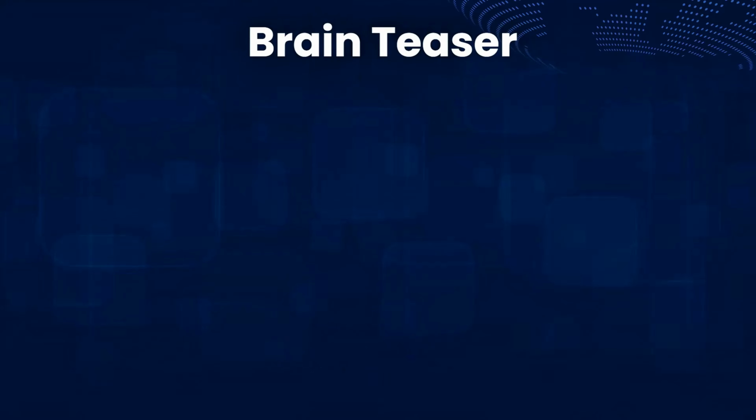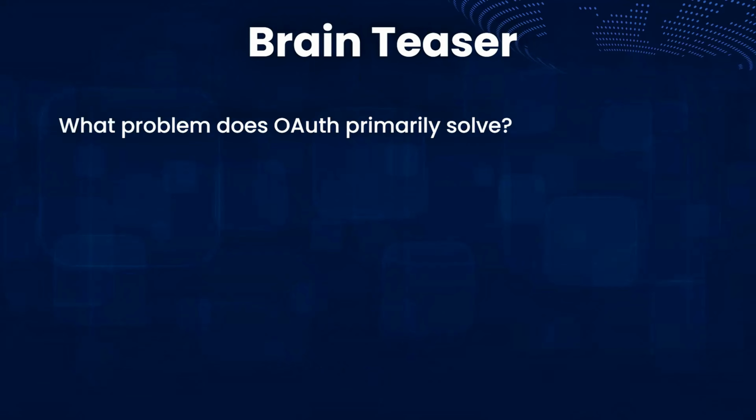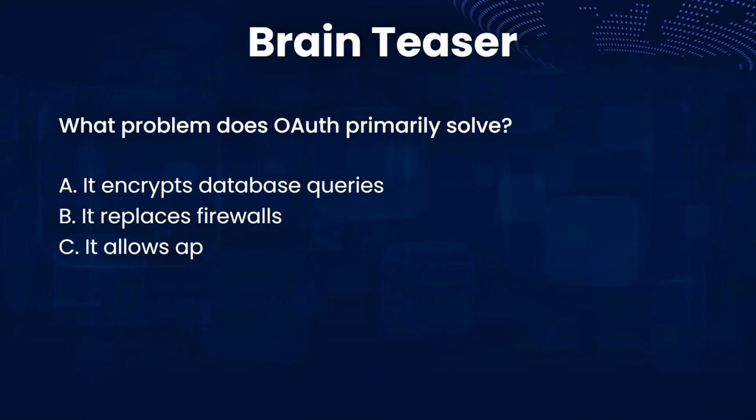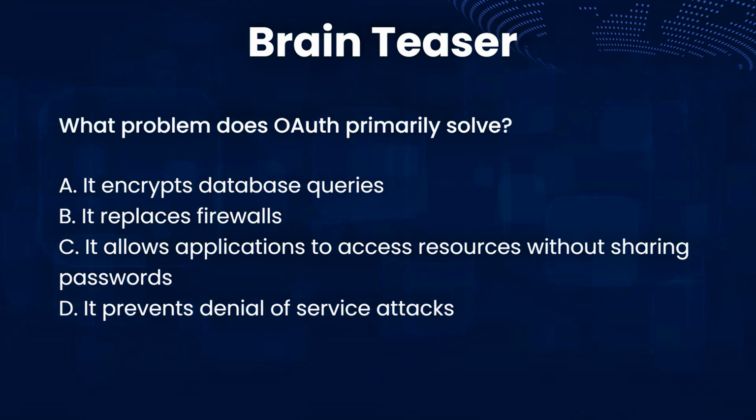Let's take a test together. The question is, what does OAuth primarily solve? Here are the options. Try to pause the video, read through the options, pick your answer and drop that in the comments, then come back to play the video. What's the correct answer? The correct answer is C. It allows applications to access resources without sharing passwords.